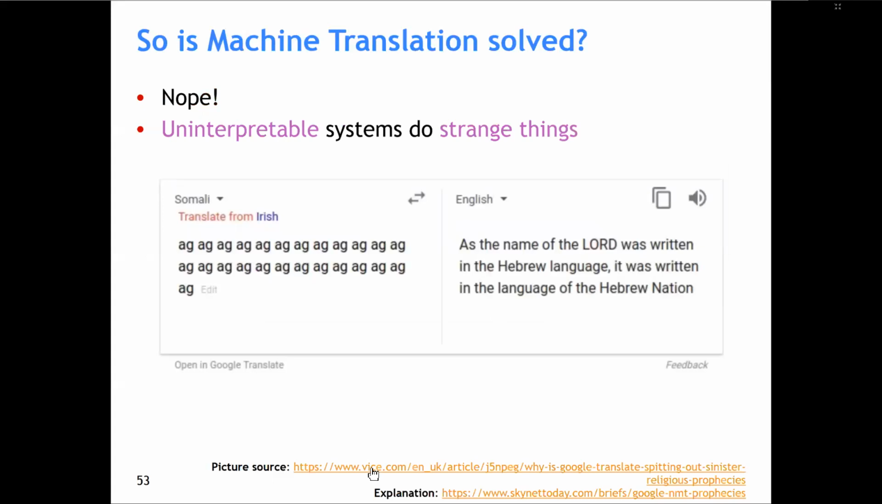This one is actually from the news. If you go to that link, I think it's a very interesting article to read: why is Google Translate spitting out these religious prophecies? You just type some random words like 'ag'. But I double-checked, and they have fixed this, so no need to try on your end. When I saw this, I wondered, oh, have they fixed this? Yeah, they have fixed this.